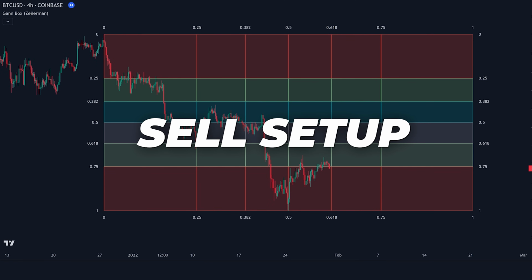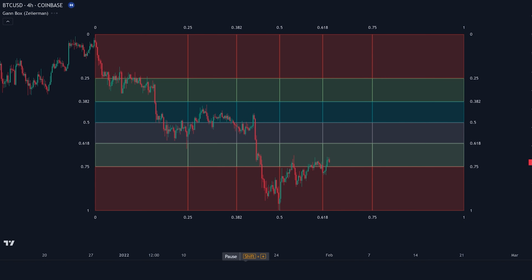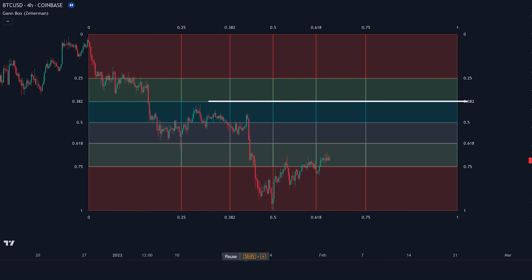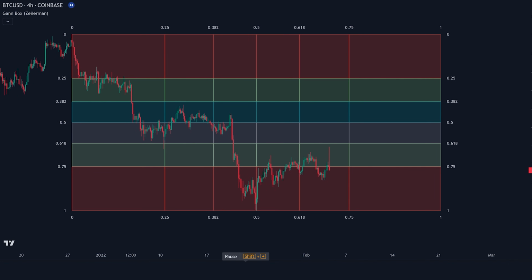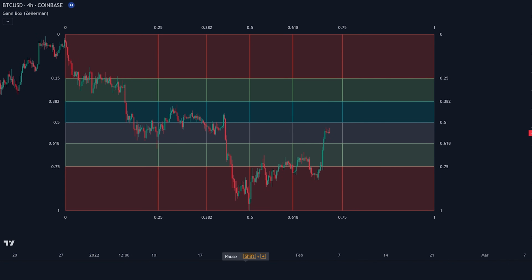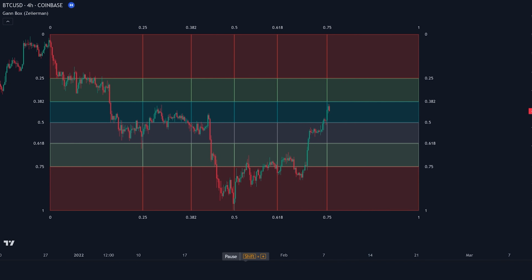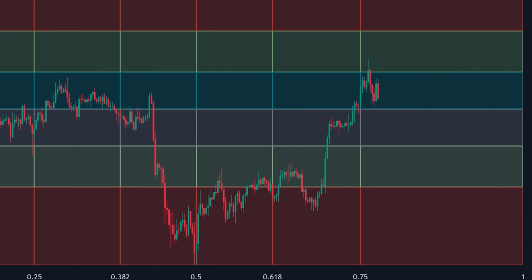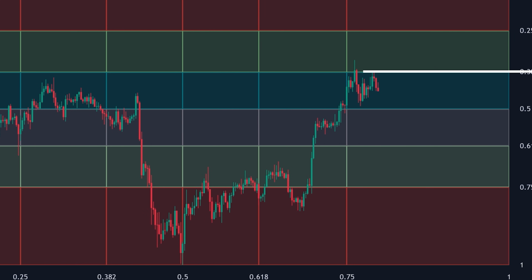Sell trade setup. The Gann Box identifies a swing high point and a swing low point, indicating that the trend is currently bearish. Next, you should wait for the price to retrace to the 0.5 or 0.382 levels. These levels should indicate potential resistance, and the price should be trading below them. Since all the components we currently have enabled are signaling a valid sell entry, and we can see that the 0.382 level is acting as resistance, let's enter into the position.